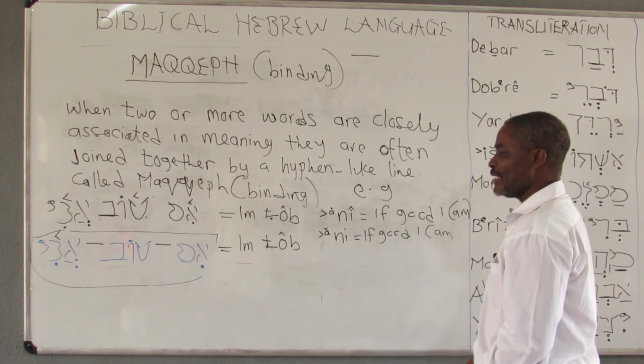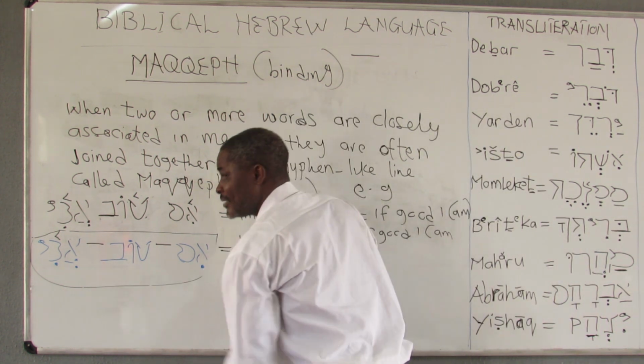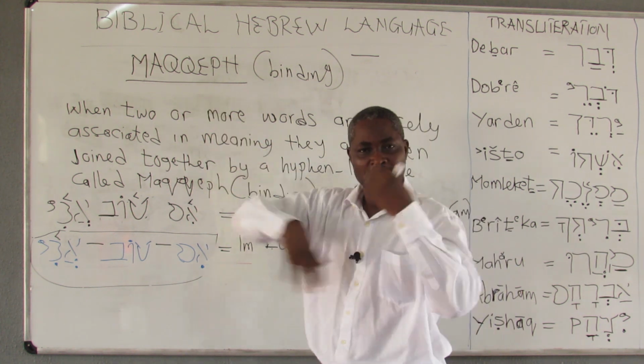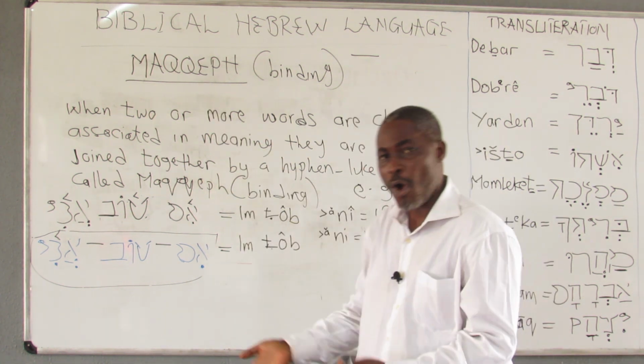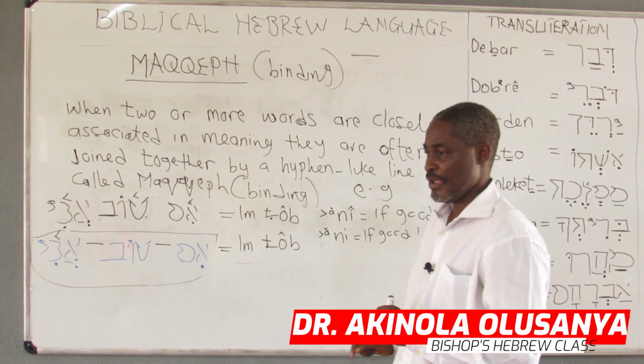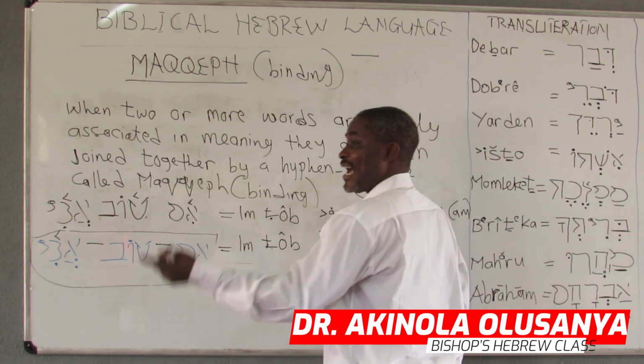And sometimes when you join these words together, you discover that the pointings of the vowels under them change because of the influence of the Maquette. Some are dropped so that you can have a smooth run as you pronounce, so that you can move freely as you pronounce the words together as one.